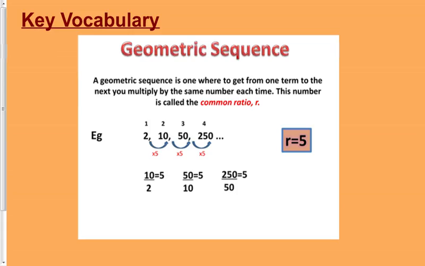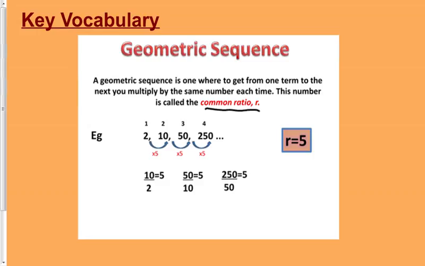Alright, quick vocab. What a geometric sequence is. A geometric sequence is one where to get from one term to another, you multiply by the same number each time. This number is called the common ratio, or usually our R. So, in our example, from each number to the next, it's multiplying by 5 every time.